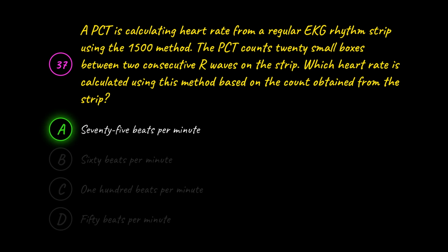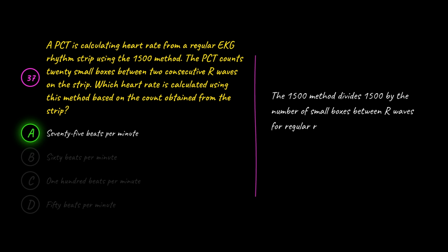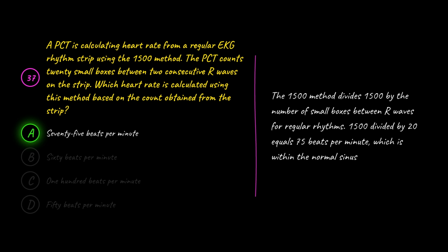The correct answer is A. 75 beats per minute. A is correct because the 1500 method divides 1500 by the number of small boxes between R waves for regular rhythms. 1500 divided by 20 equals 75 beats per minute, which is within the normal sinus range.